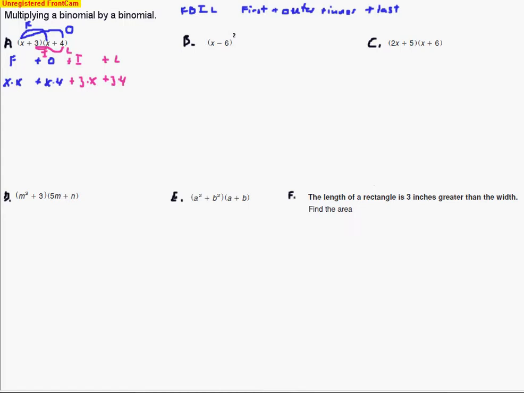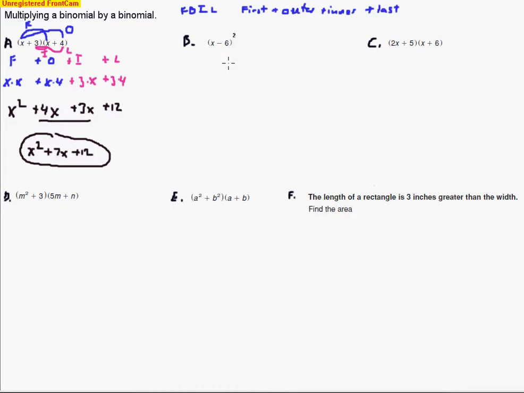So we go ahead and do that work. And here we have x times x is x squared. x times 4 is just 4x. We have 3 times x is 3x. And then 3 times 4 is 12. So there it is. Now we just collect these two terms. We're left with x squared plus 7x plus 12, and there would be our answer.